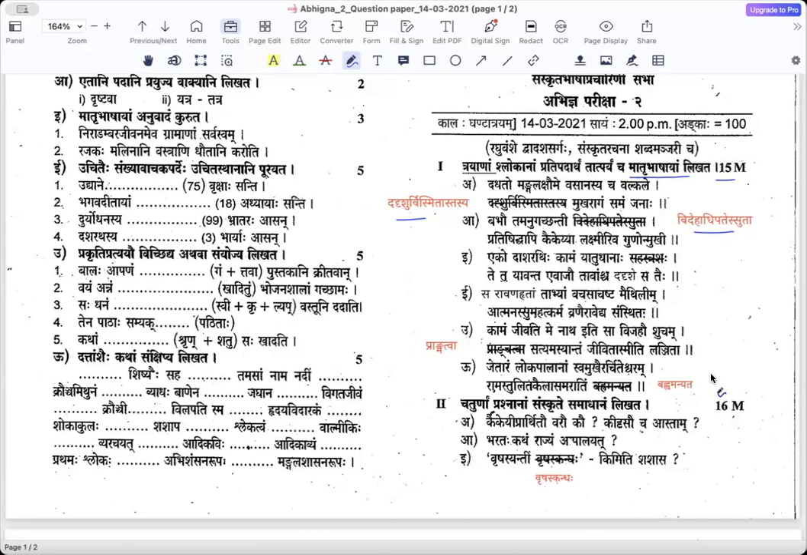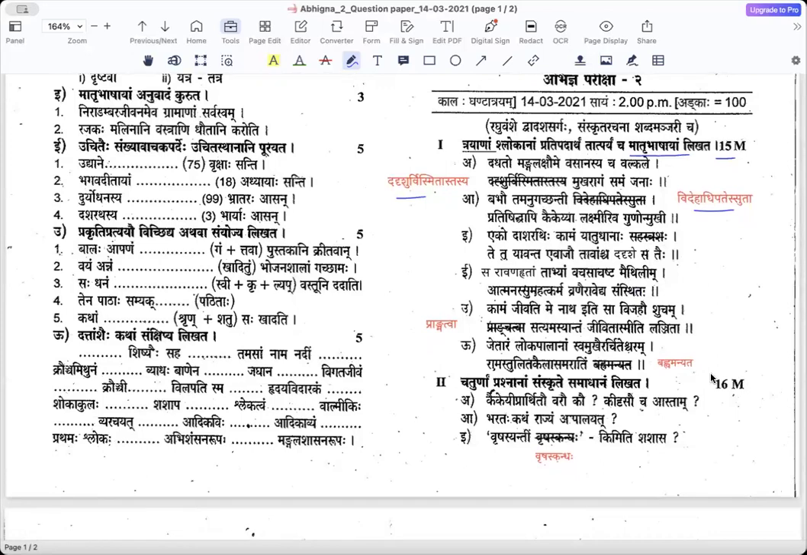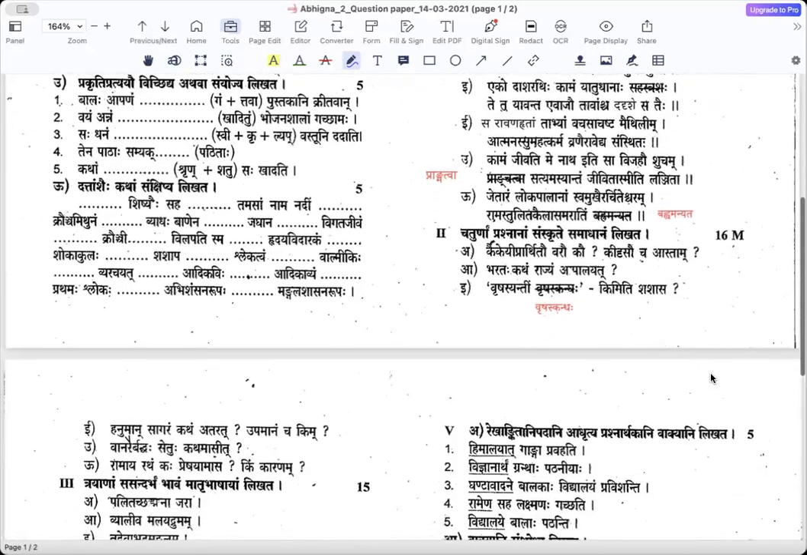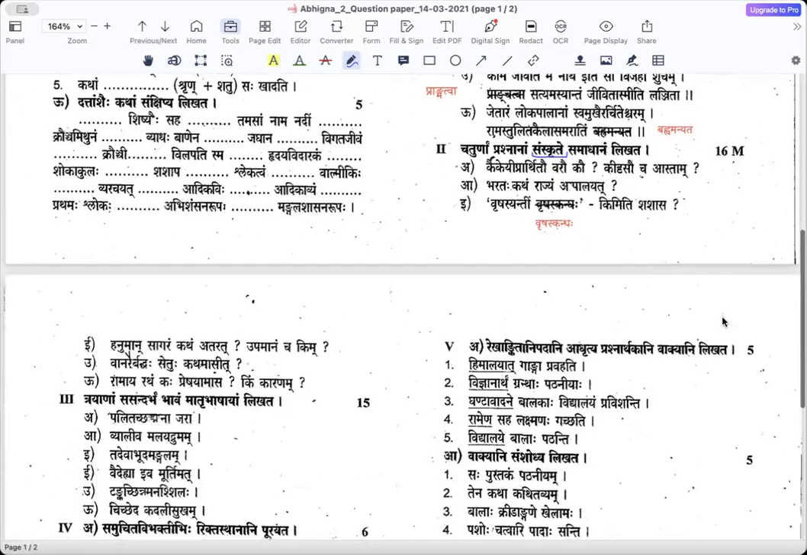Any other questions with this? Next one is Chaturnam Prashnanam Samskrite Samadhanam Likhata. It is very clearly given: Samskrite Samadhanam Likhata.